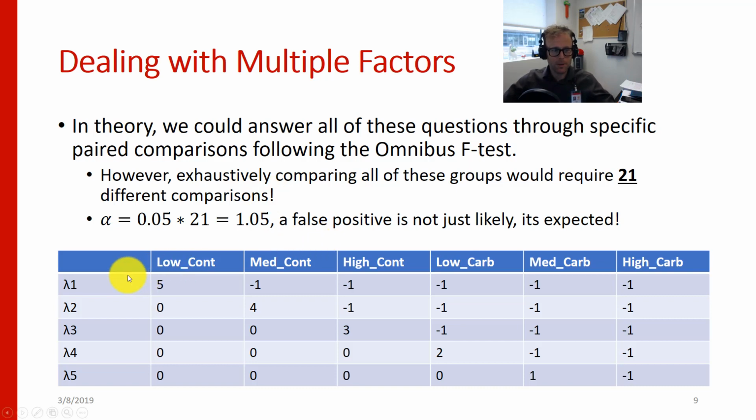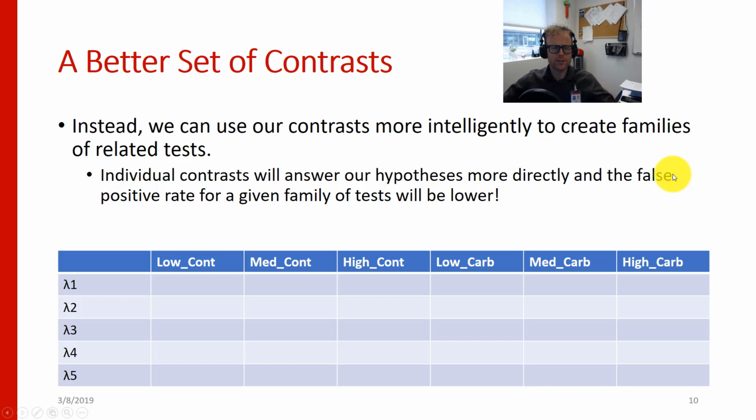If in each of those comparisons our alpha level is set to 0.05, right, or a 5% chance of a false positive, that means now as a set, we're above 1. So a false positive is not just likely among those 21 tests, it's actually expected. We've run enough tests that we are almost guaranteeing ourselves to get a false positive if we do all of those different comparisons exhaustively. So instead, we can actually create contrast codes more intelligently and build families of related tests, right? So by using specific sets of contrast codes, we can actually answer our hypotheses more directly and better control the false positive rate for a given family of tests.